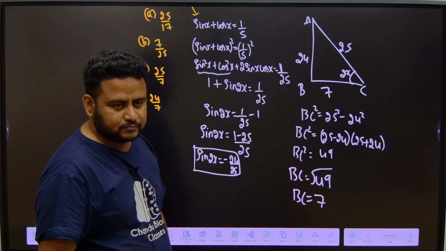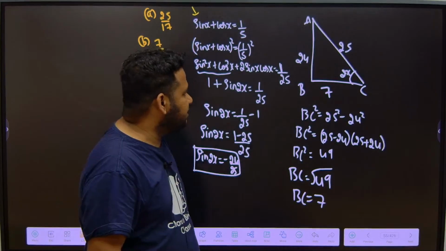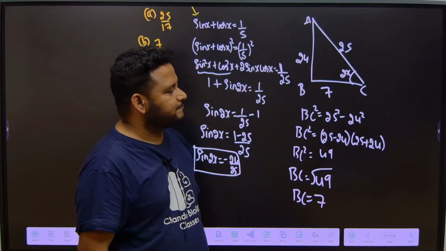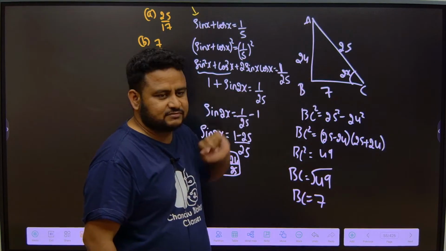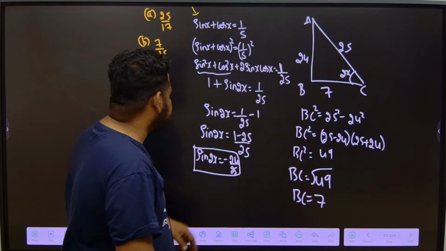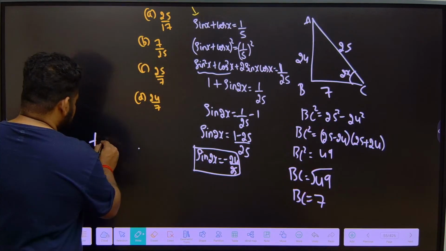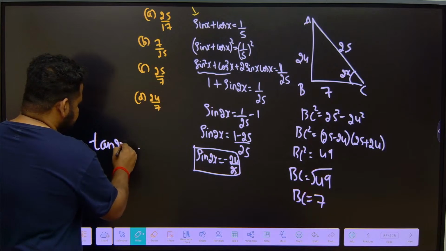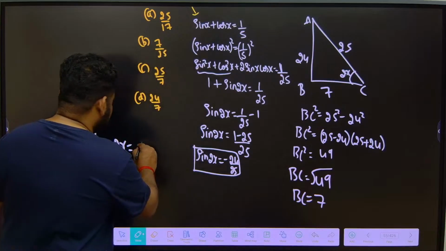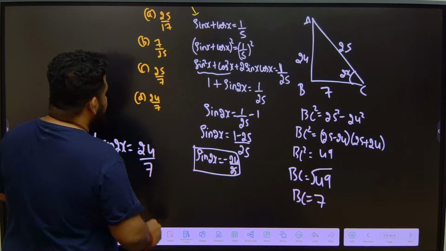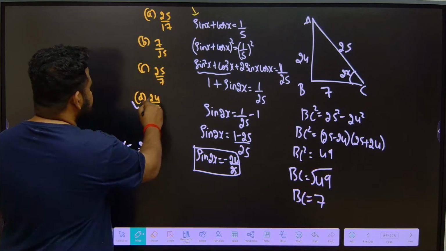Correct? Cos 2x will be 7 by 25, or directly I can also find tan. How can I find tan directly? Tan 2x will be opposite by adjacent. Let me find tan 2x directly. Instead of finding cos 2x, I will write tan 2x directly. Tan 2x is opposite by adjacent. That is nothing but what? 24 by 7. What is the option? That is option D, the right answer.